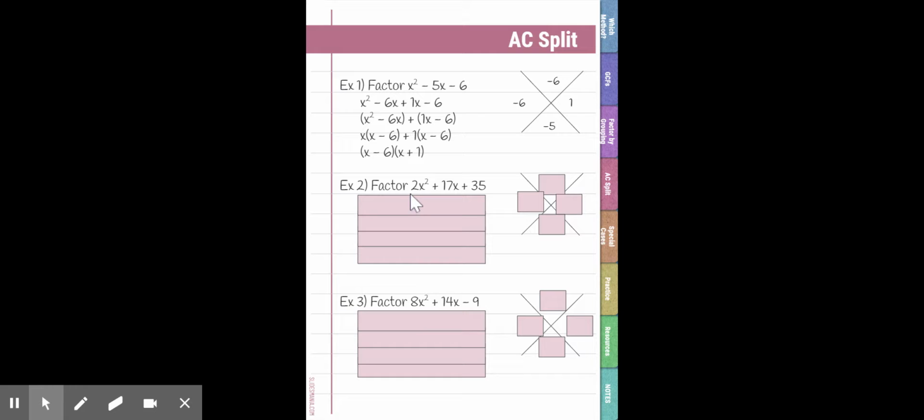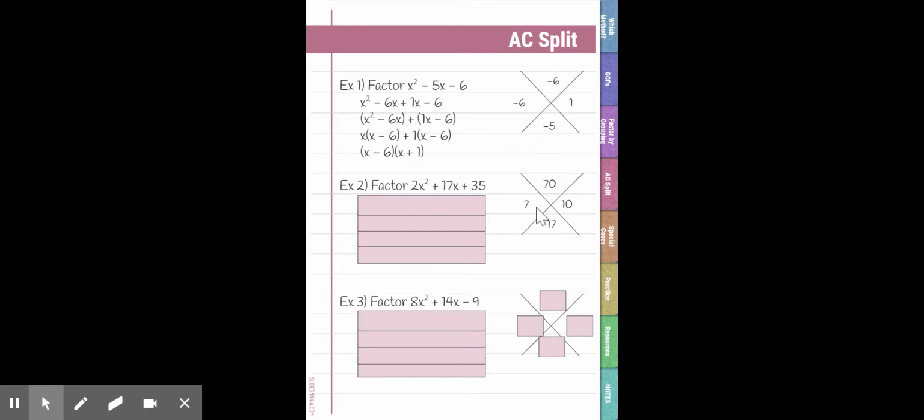Okay, so for 2, a times c is 2 times 35, and that gives me 70 at the top. My b is 17, so I need to find two numbers that multiply to give me 70 and add up to 17. And I found 7 and 10. The order doesn't matter here, just be careful with your signs. Okay, so the signs will make a difference, the order doesn't.